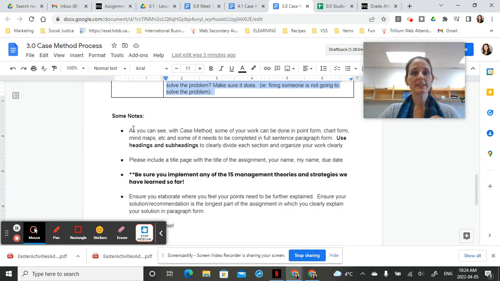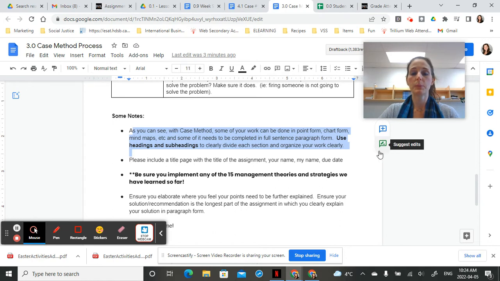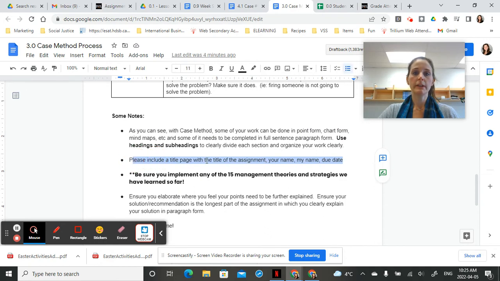Okay, so that's the step-by-step process of case method. As you can see with case method, some of your work is done in point form, chart form, mind maps, whatever works for you. The only section that needs to be in full paragraph form is the final solution, okay? Please use headings and subheadings to clearly divide each section and organize your work very clearly so I can see everything very clearly. Again, include a title page on page 1. Page numbers using Chicago style will be on the top right side of the page. Make sure you include that as well.